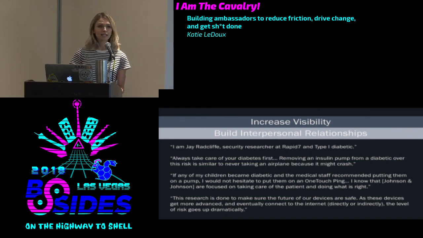And he explains why he's doing this research. Again, that's probably obvious to the people in this room, but it's really not obvious to everyone. And it's great that he really took the time to spell it out. I mean, this third line down: if any of my children became diabetic and the medical staff recommended putting them on a pump, I would not hesitate to put them on a OneTouch Ping. Like, that is very authentic, it's very personal, and he really is building a relationship with the readers of the disclosure.